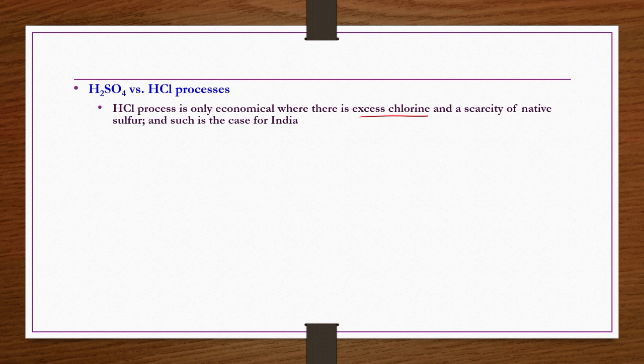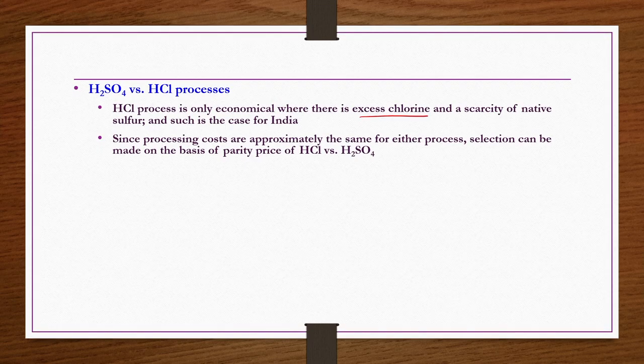If that is not a problem for a given plant, if they are already having H2SO4 from other sources, other plants, then selection has to be done based on the cost. At what cost are you getting this H2SO4 or HCl for the production of phosphoric acid? Based on the parity price of these two, you have to select. Otherwise, both of them are almost the same.